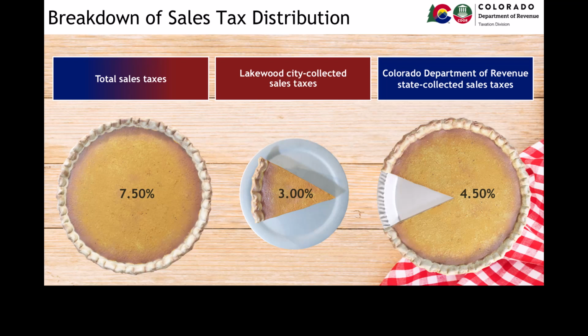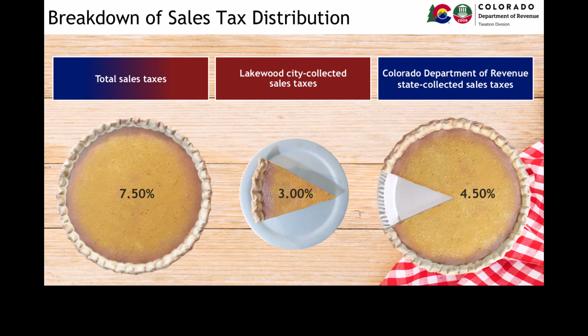This portion is larger because it is made up of 4 different sales tax rates: 2.9% for Colorado State, 0.5% for Jefferson County, 1% for the Regional Transportation District, and 0.1% for the Cultural District, for a total tax rate of 4.5%. Colorado will consume its 2.9% portion, then slice and distribute the rest of the pie with the applicable counties and special districts.